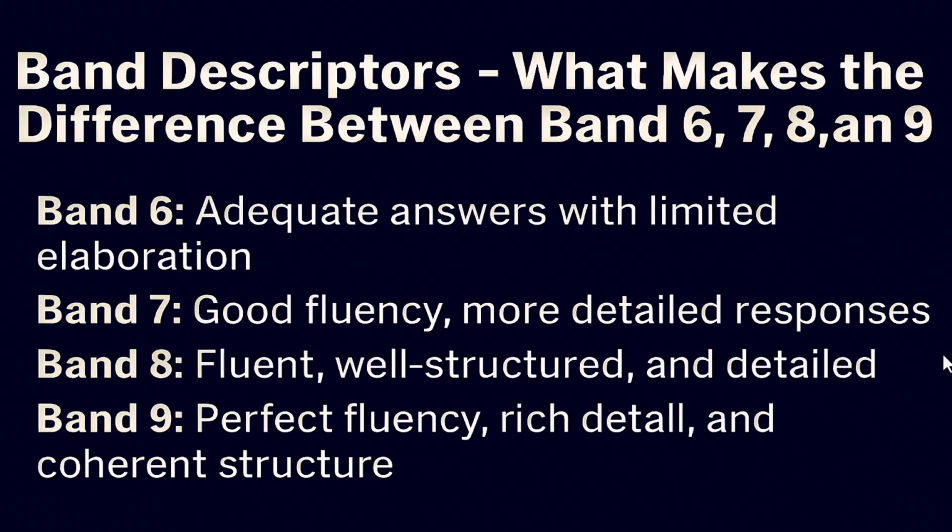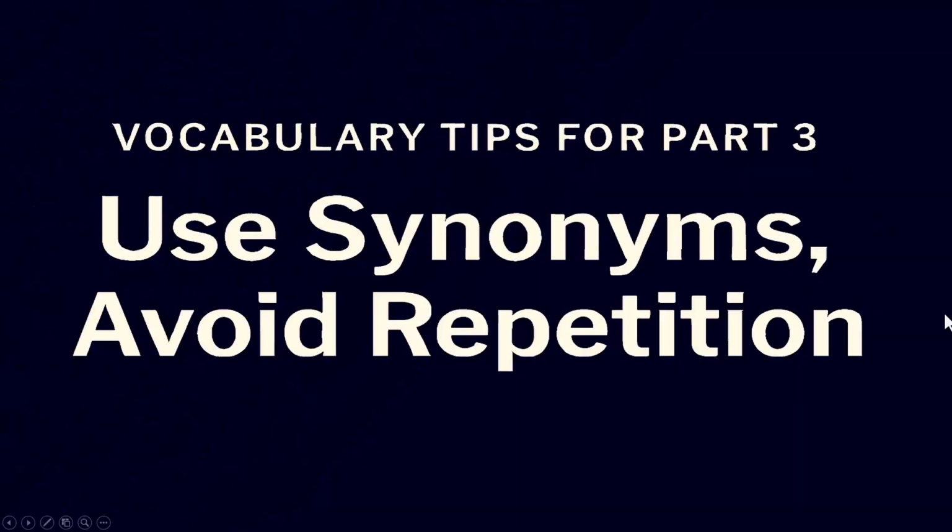Vocabulary plays a key role in achieving a higher band score. Try to avoid repeating the same words too often. Use synonyms to show the range of your vocabulary. For example, instead of saying "important" multiple times, use synonyms like crucial, vital, or significant. This will make your answers sound more natural and demonstrate your language proficiency.